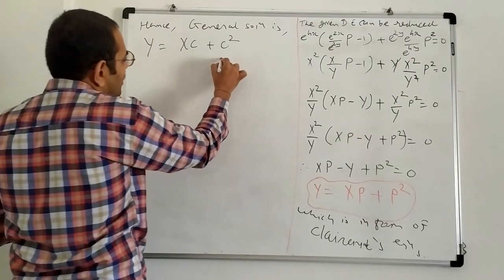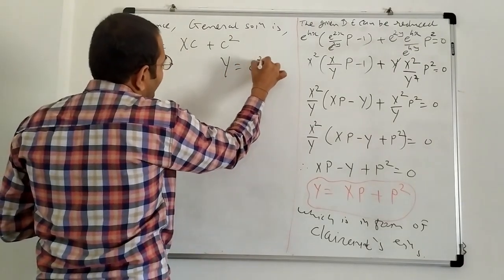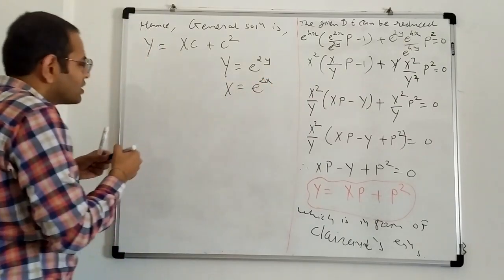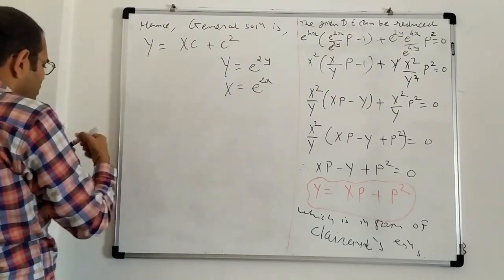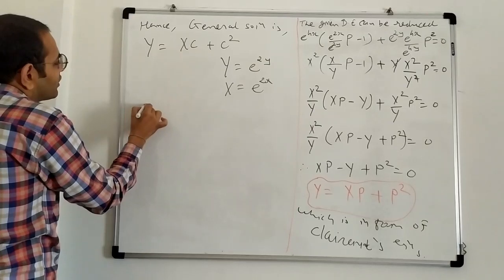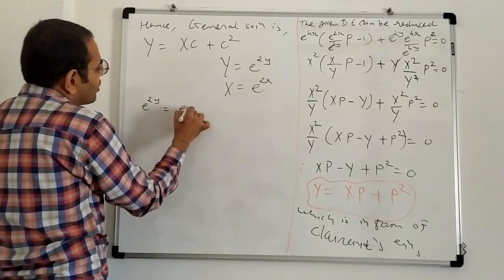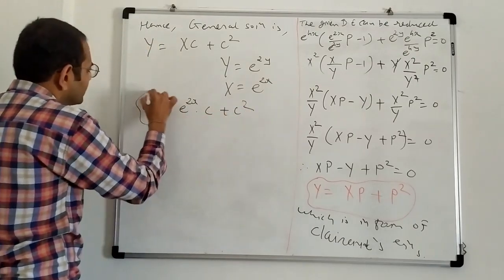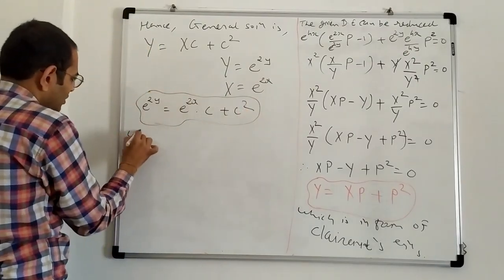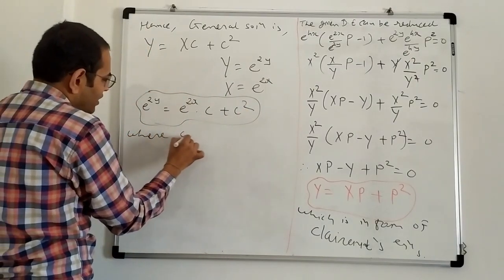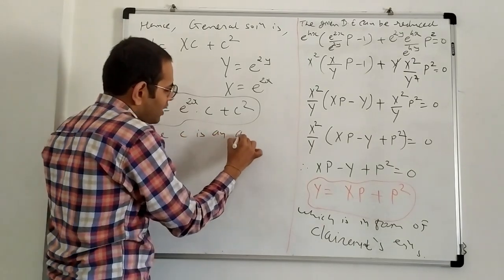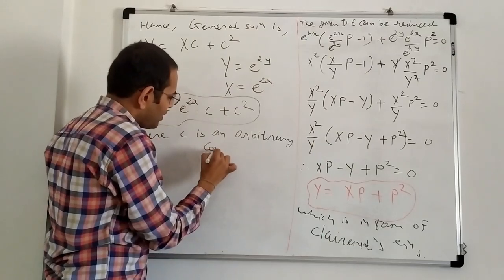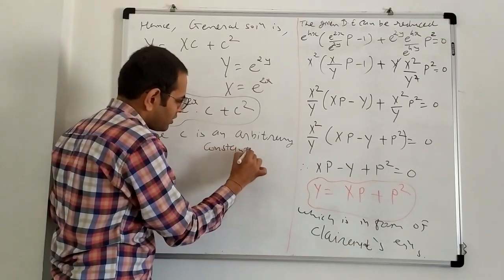In this equation, we replace capital Y with e^(2y) and capital X with e^(2x). Substituting these values, we get e^(2y) equals e^(2x) times (c + c²), where c is an arbitrary constant.